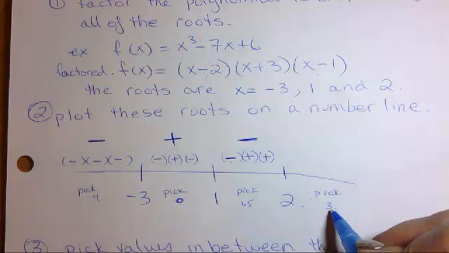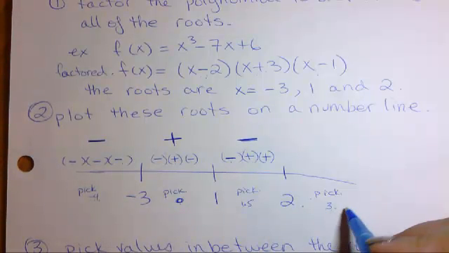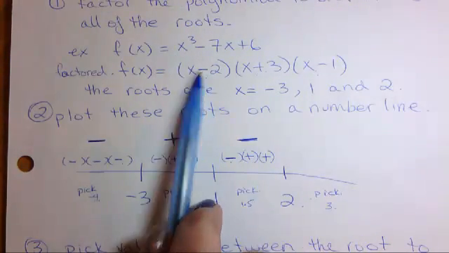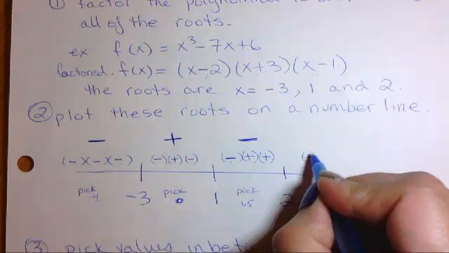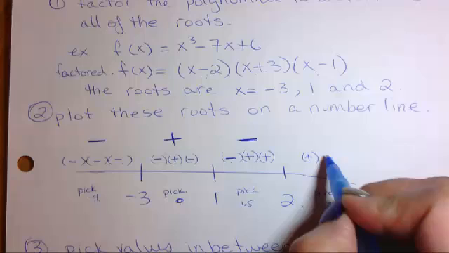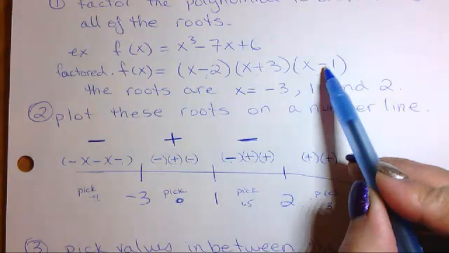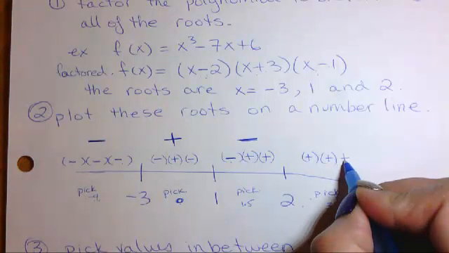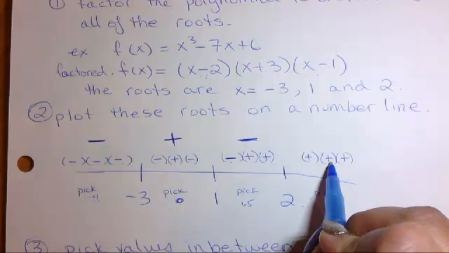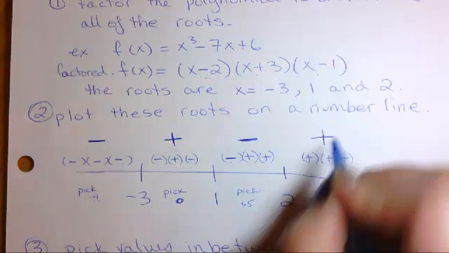Okay, so finally we're here at our last one. We've chosen the number 3 because it's bigger than 2. I'm going to plug it into this first bracket and I end up getting a positive value. Put this 3 into here, I get a positive. And then I put this 3 into the third bracket, and I end up again with a positive value. So positive times positive times positive ends up as positive.